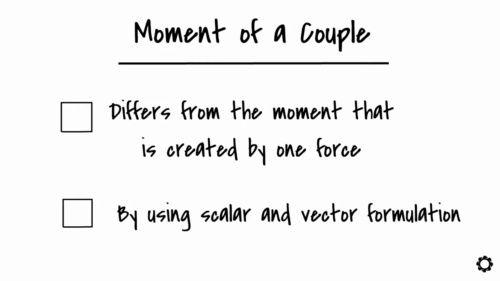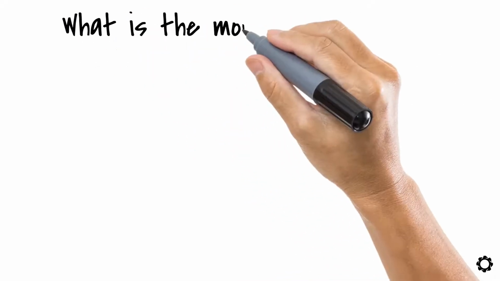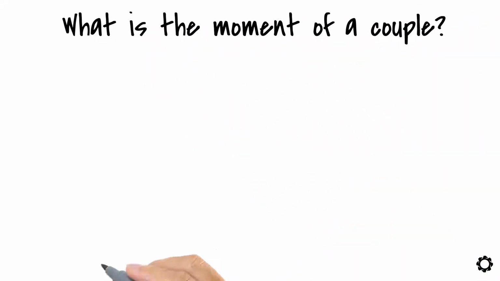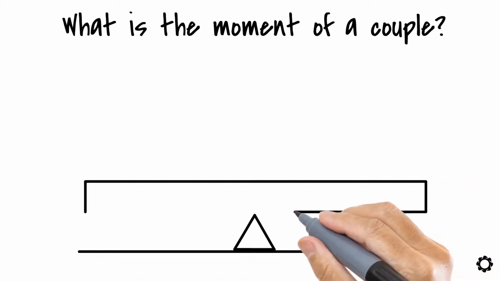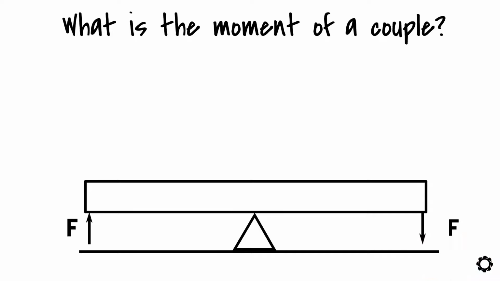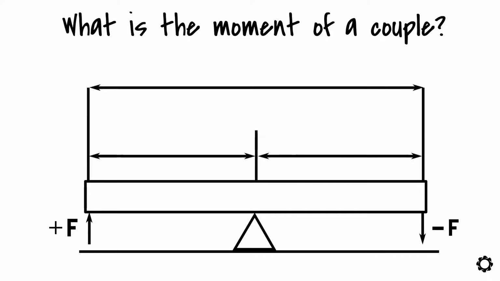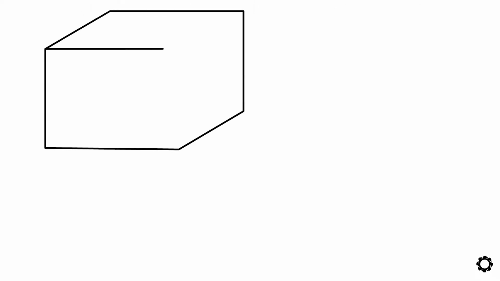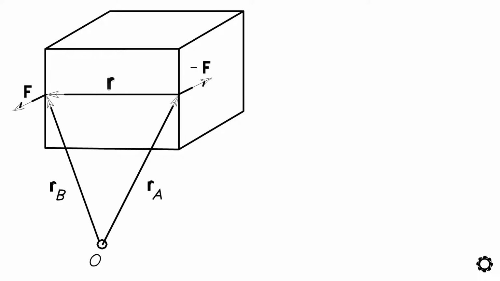Let's get started. So, what is the moment of a couple? We can define the moment of a couple to be the moment which is created by two parallel forces which have the same magnitude but have opposite direction. These forces are also separated from each other by a certain perpendicular distance d. We can determine this moment of a couple about any arbitrary point O as follows.